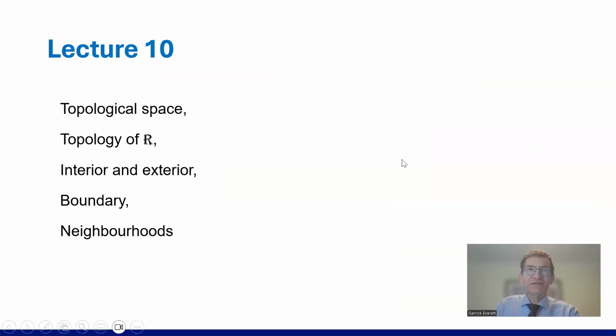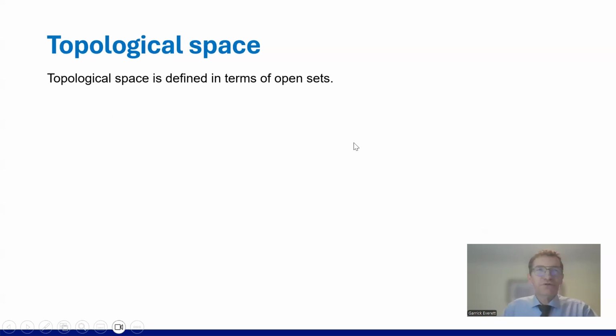Okay, this is lecture 10. So we're going to do topological space, the topology of R, which is the reals, interior and exterior, boundary and neighborhoods. There's a few little things that break up in the middle of all of that. What I've done in this lecture is try to give a lot of examples, so hopefully that'll help you with your study. And I've made up a whole bunch of questions at the end. So let's go.